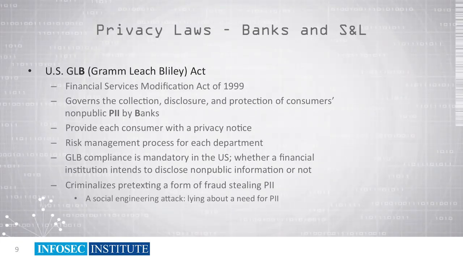The law requires that banks provide a privacy notice to each consumer, requires that they have a risk management process in place for their different departments, and compliance with this law is mandatory in the United States whether or not the financial institution intends to disclose the non-public information. This law also makes it illegal to use pretexting as a form of stealing personally identifiable information. This is a social engineering attack where an individual lies about their need to collect personally identifiable information.